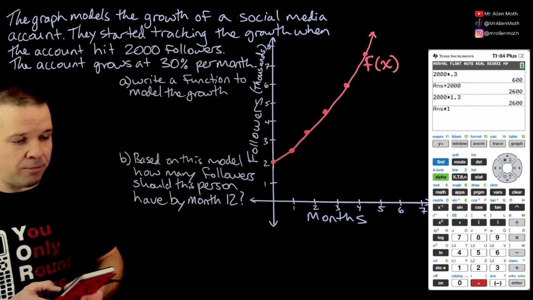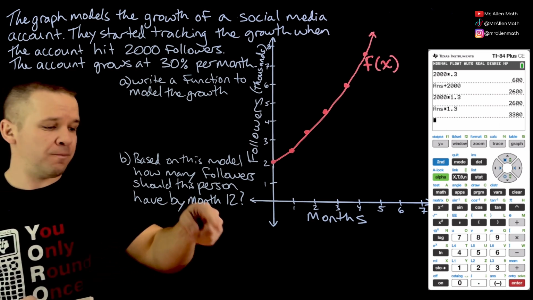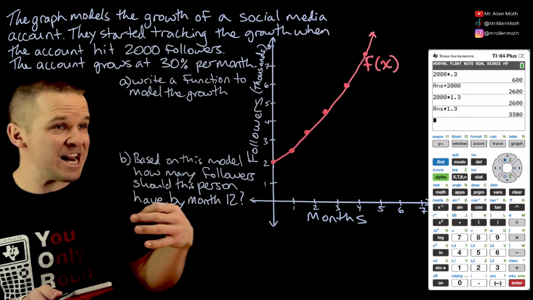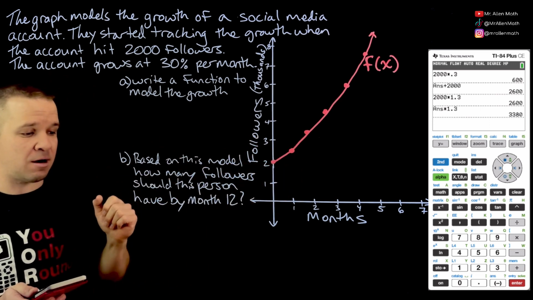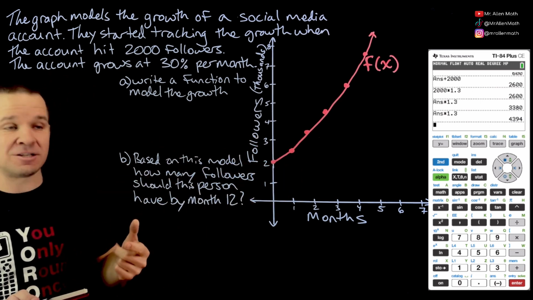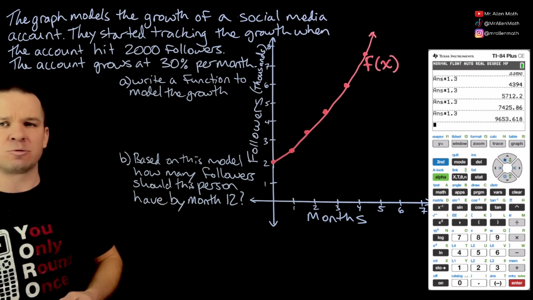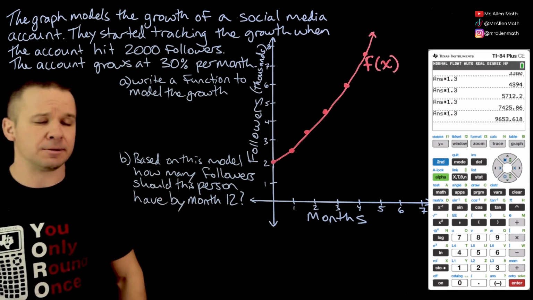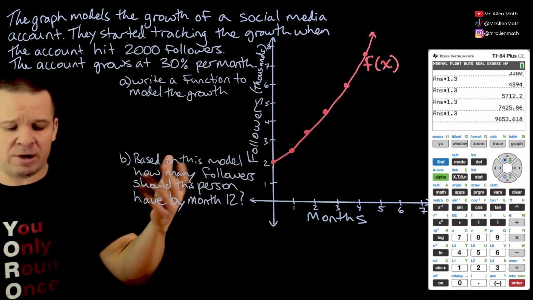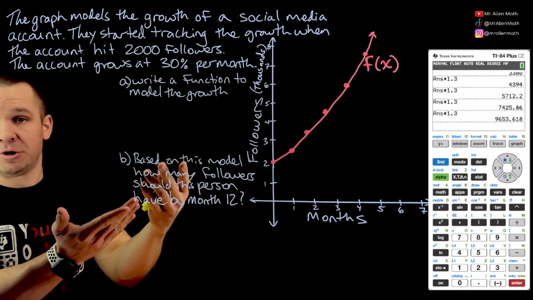And if I multiply by 1.3 again, now I'm at 3,380. So we got 3,380 right there. And then if I multiply it again, it's 4,394, so on and so forth. I just keep on multiplying by this 1.3. Interesting. Perhaps there's a better way. We could write a function, right? I mean, that's part A. We should probably do that.